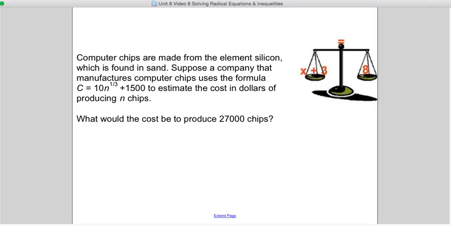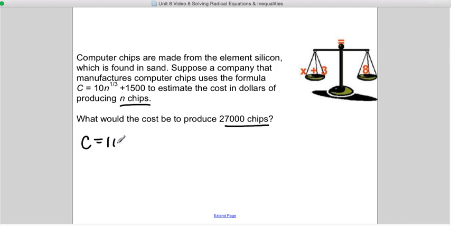Our first example says computer chips are found from the element silicon, which is found in sand. Suppose a company that manufactures computer chips uses the formula that is given to estimate the cost in dollars of producing N chips. What would the cost be to produce 27,000 chips? Okay, so we are looking at the number of chips. So we have C and N. N is the number of chips and C is the cost, so we're going to plug it in for N.